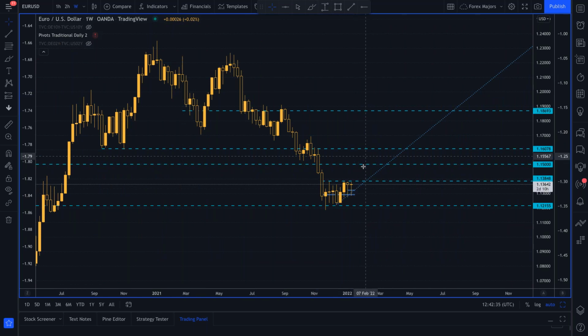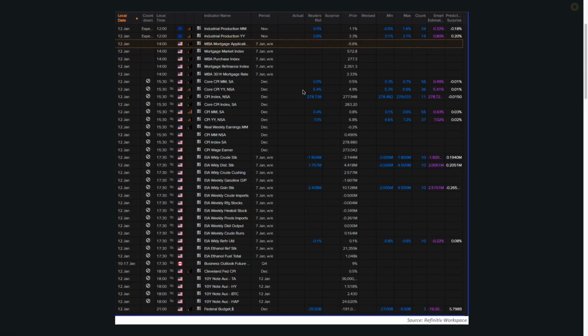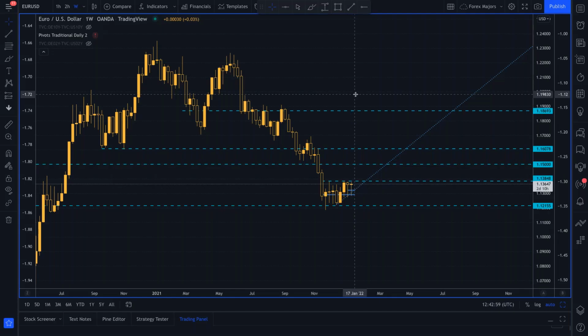And if there's a miss in CPI, the significance is this. If CPI misses, it means that inflationary concerns are less. If inflationary concerns are less, that means that the Fed is going to have less pressure to raise interest rates more quickly. If interest rates don't rise more quickly, then we expect dollar weakness. So that's the way that works.